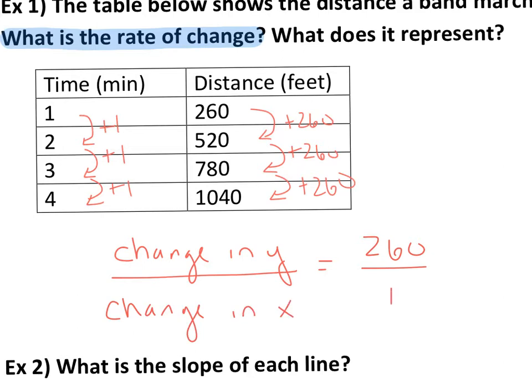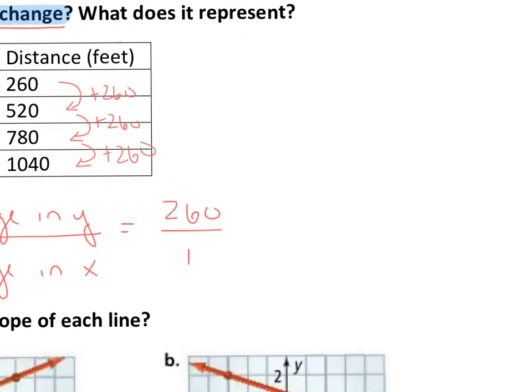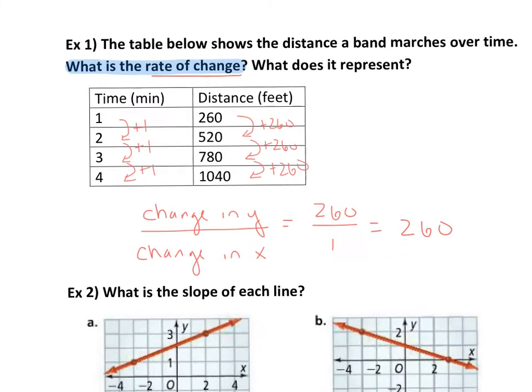All right, so now since it says rate of change up here at the top, that means I either need a decimal or a whole number. So I'm actually going to go ahead and just divide this. Obviously, 260 divided by 1 would just be 260. And now put your labels on it.